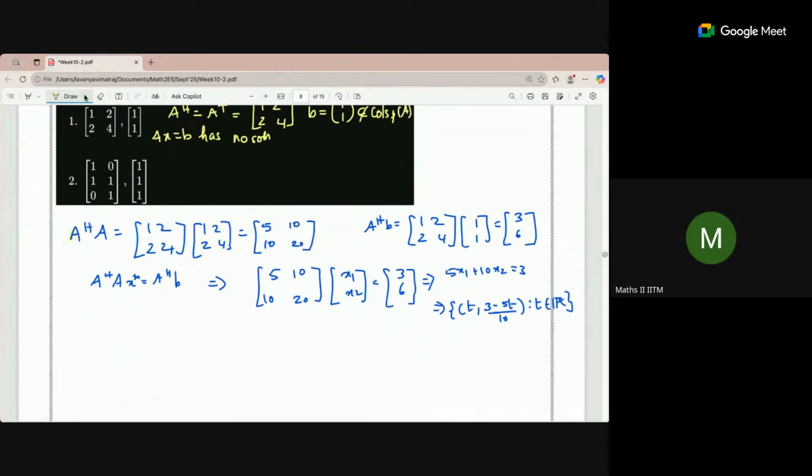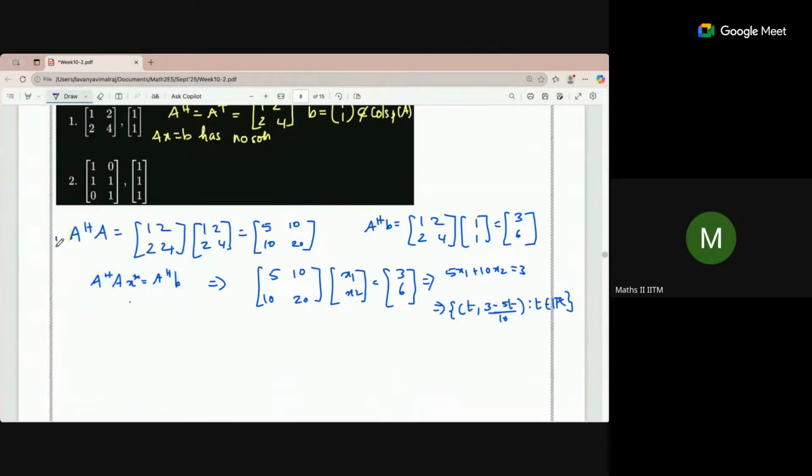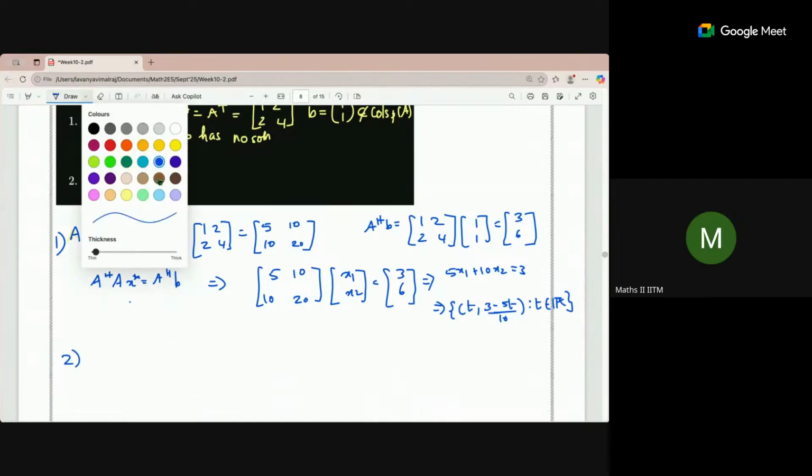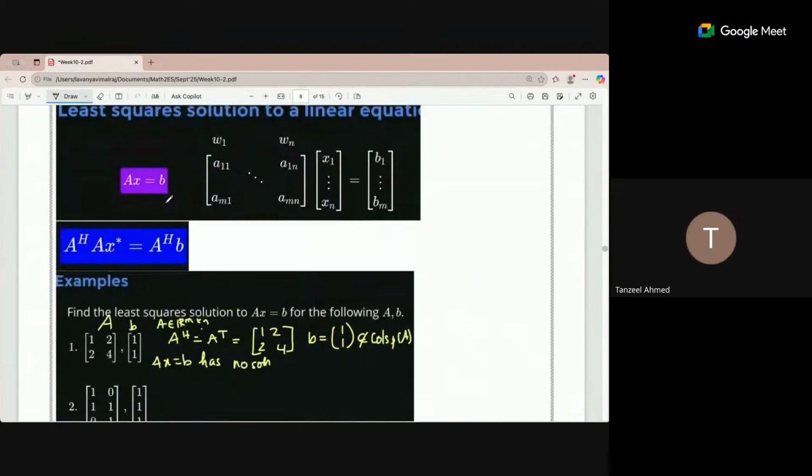Okay, now this is for question 1. Can we similarly do question 2 ourselves? Because this is just solving a system of linear equations, right? Can I leave question 2 as homework? Will you be able to manage to solve the system A^H A x equal to A^H B? Yes, ma'am. Okay, so question 2 I am leaving as homework.